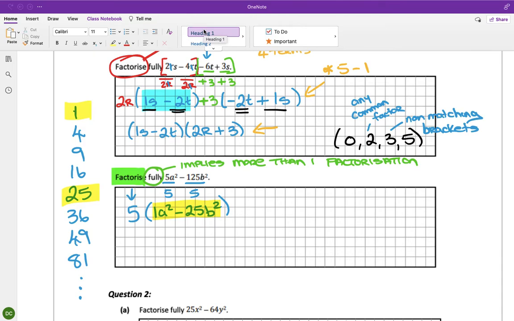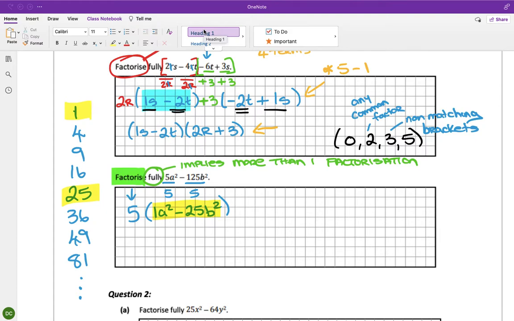Sorry about that interruption. Right, so we were talking about factorize fully and the fact that that normally implies that there's more than one factorization. So I did a highest common factor and I divided it across by 5, but now what's left, the highlighted part, is a difference of 2 squares.